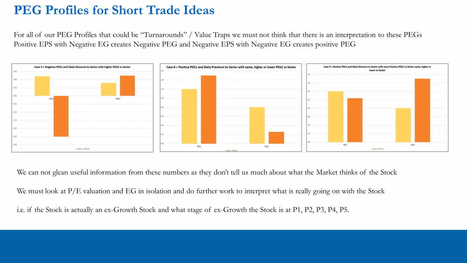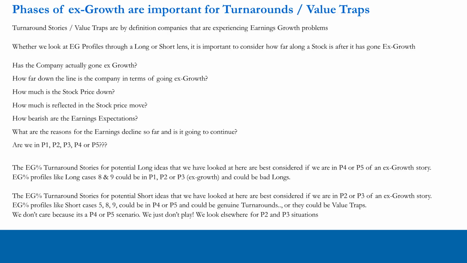So for turnaround situations, the stage at which a stock has gone ex-growth is very important. Turnaround stories, by the very definition of what the company has experienced in the past and in the present, are experiencing earnings growth problems. So whether we're looking at earnings growth profiles through a long or short lens, it's important to consider how far along a stock is after it has gone ex-growth.